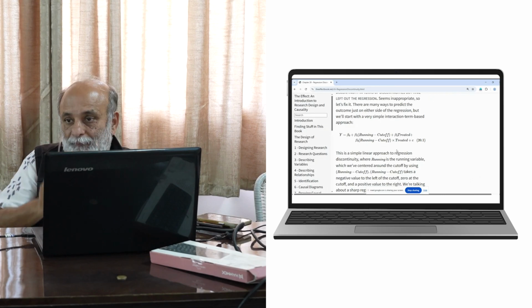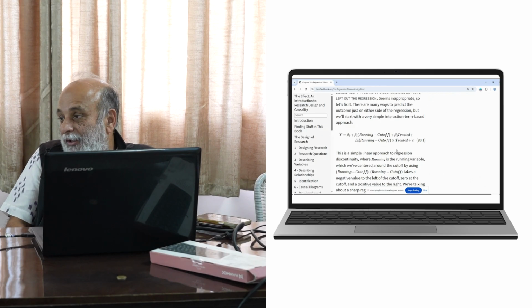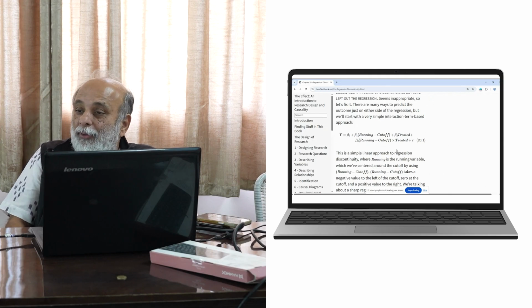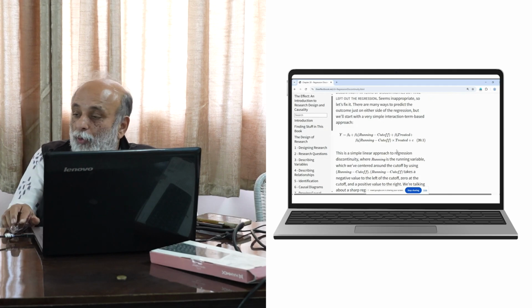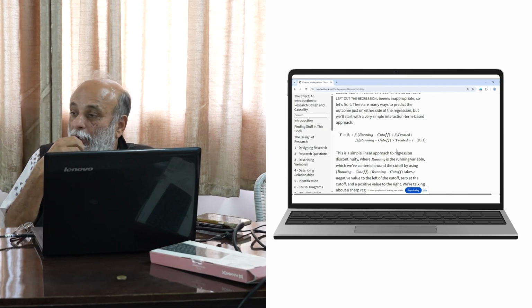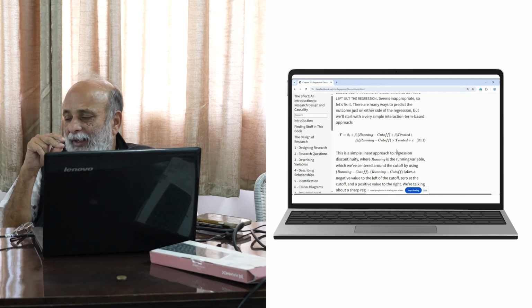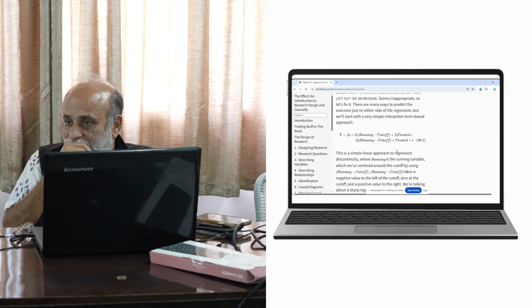Okay, now there is another method called regression discontinuity design. Right? What's a regression discontinuity design? Suppose in the 9th standard you gave a scholarship to all students who have got more than 75% of the marks. Right? Okay? And then they sat for the 10th standard exam. And then you get your 10th standard results.